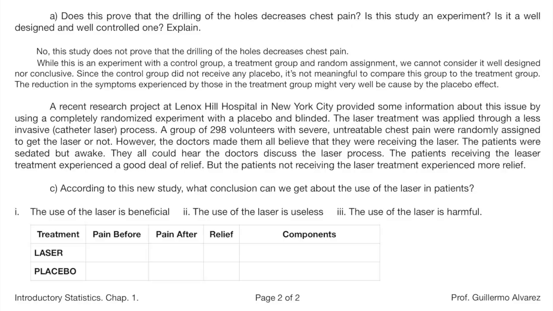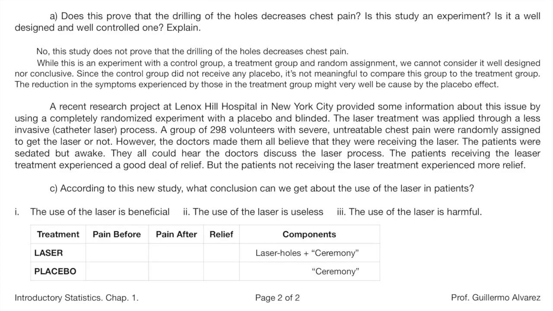Now the algebraic approach. Look at this table. Here we have the treatment, the pain before, the pain after, the amount of relief or benefit, and the components of the treatment. What is clear is that the laser treatment includes the laser itself and the drilling of the holes, plus the ceremony or the theater, as I call it, all the ritual of the doctors attending you and listening to you, etc. The placebo gives only the ceremony.